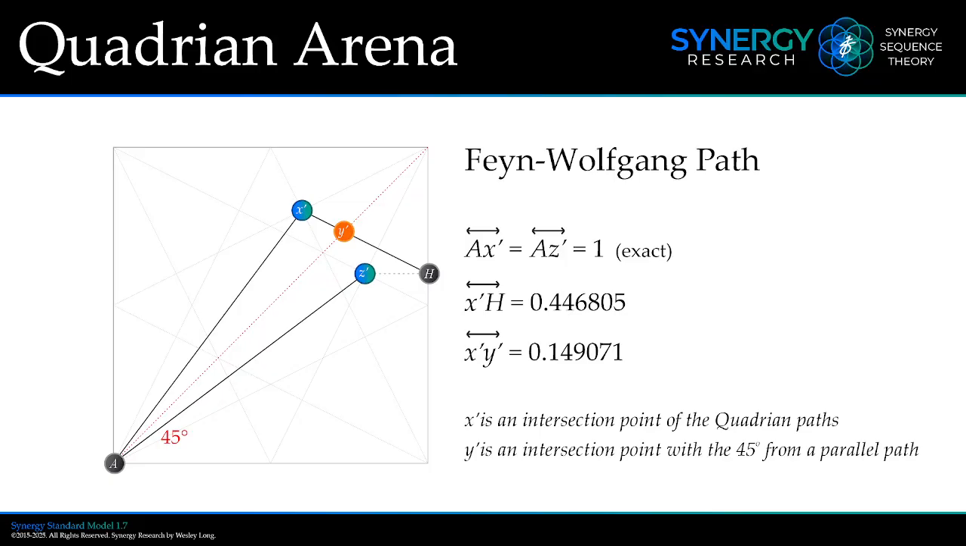Here's the deeper implication. If X and Z are bound by symmetry, and Y is measured from a parallel path, then this triangle is the first rotational cell, the symbolic atom of directionality. This is the origin of angular behavior in the Quadrian Arena. This is where turning begins.